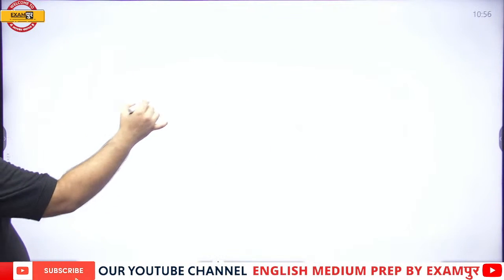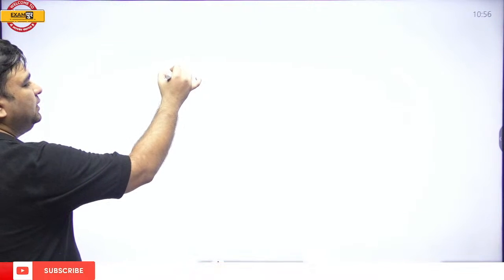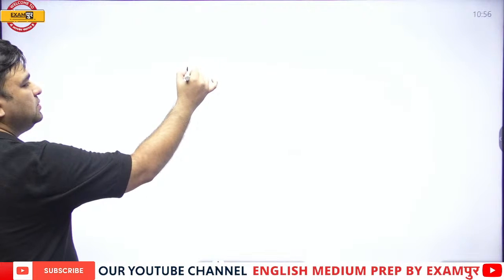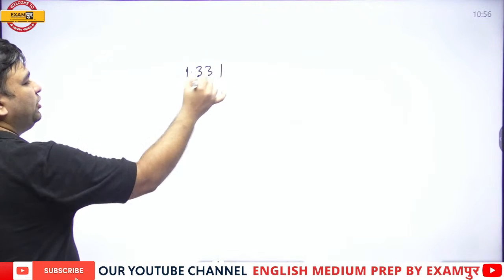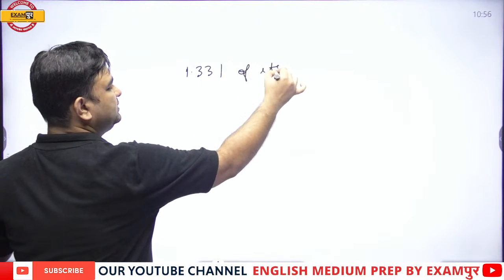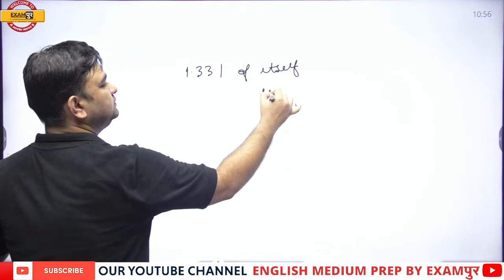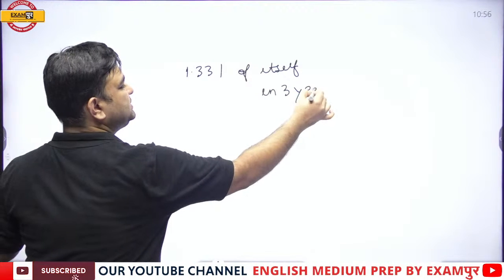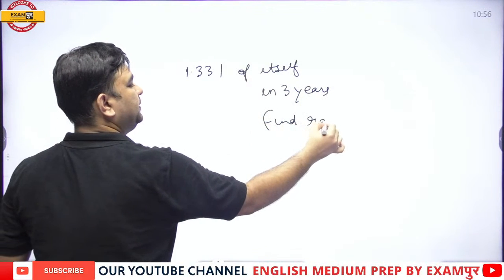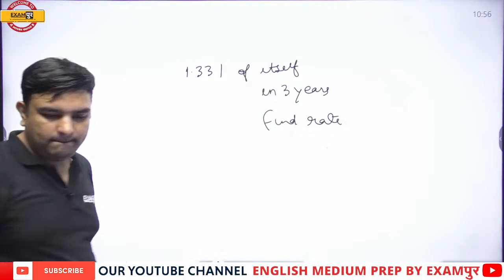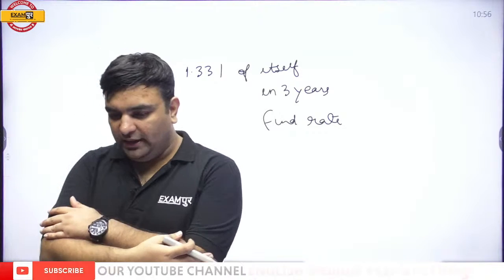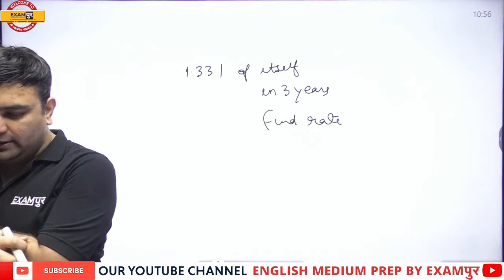The question can be like this as well. A sum becomes 1.331 times of itself in 3 years. Find the rate.